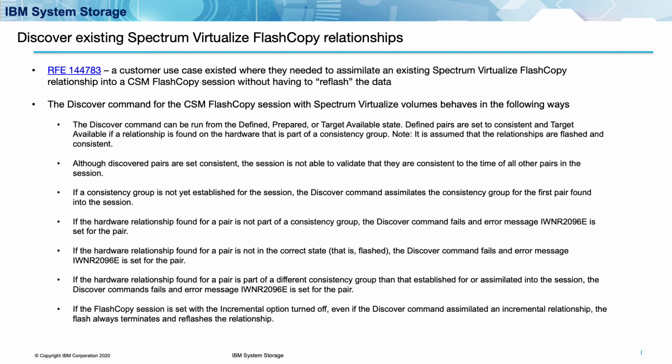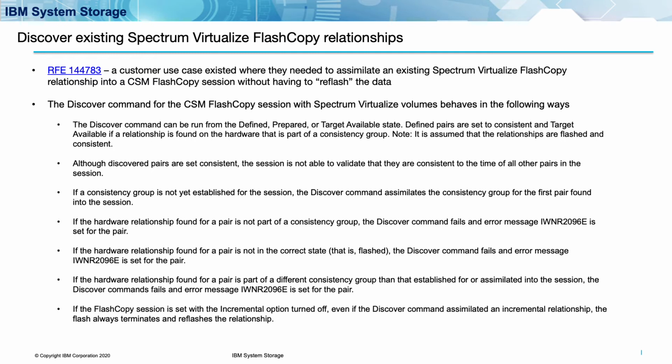Well, we will take that consistency group and map it to the session. So any other pairs that you have in the session that are discovered as well, they have to be part of that same consistency group. So in other words, CSM is not going to be able to pull volume pairs from one consistency group and add them to another, etc. If you're doing the discover command, all the pairs you've added to the session need to be part of the same hardware consistency group.